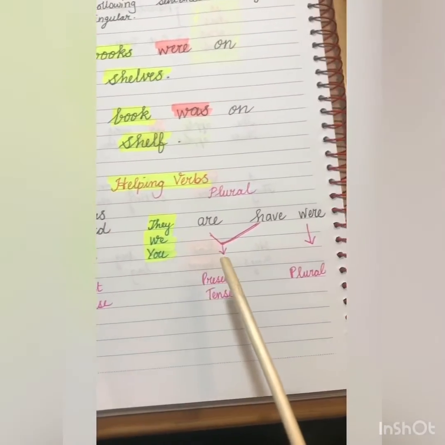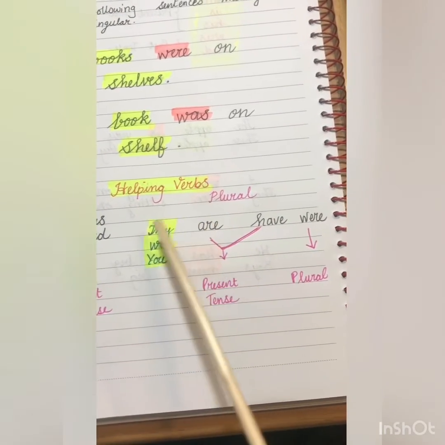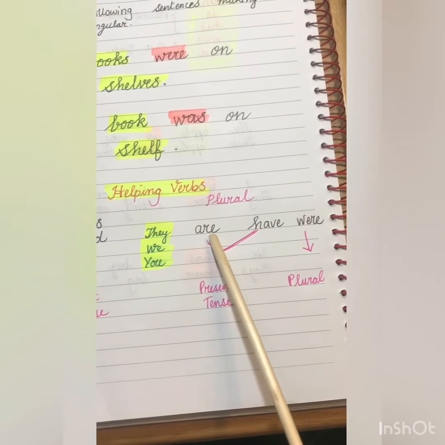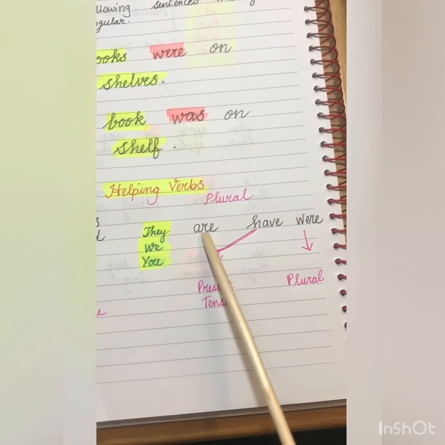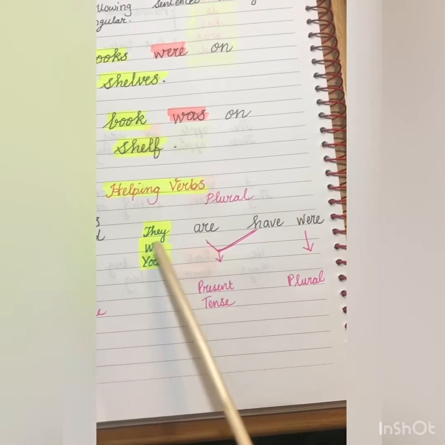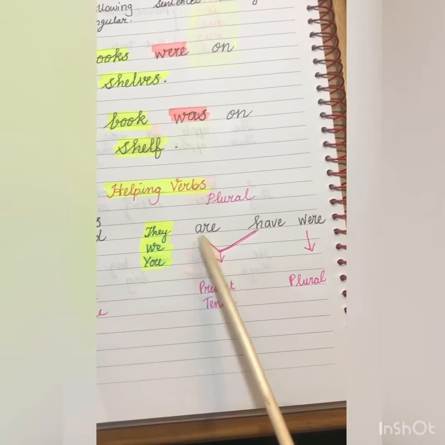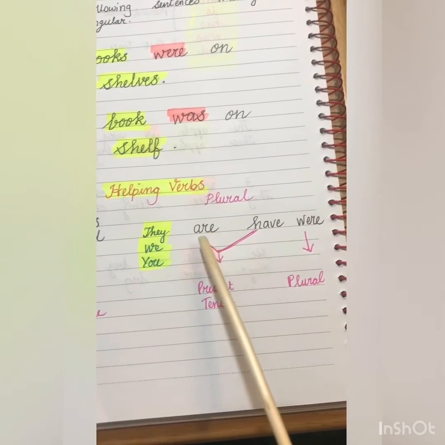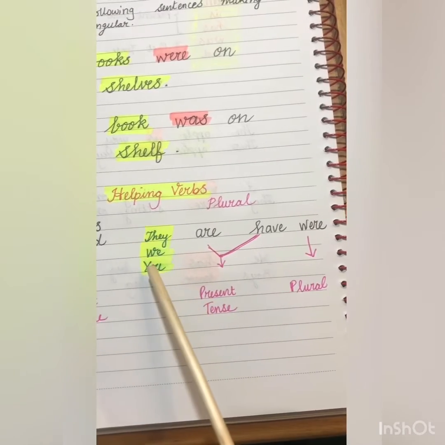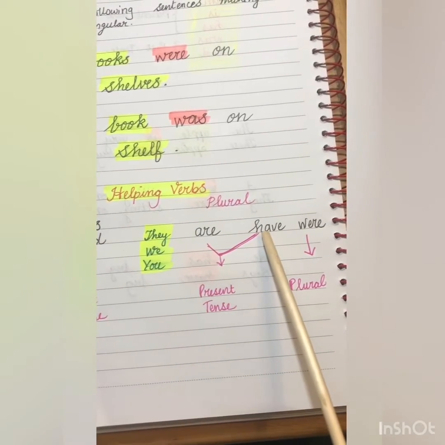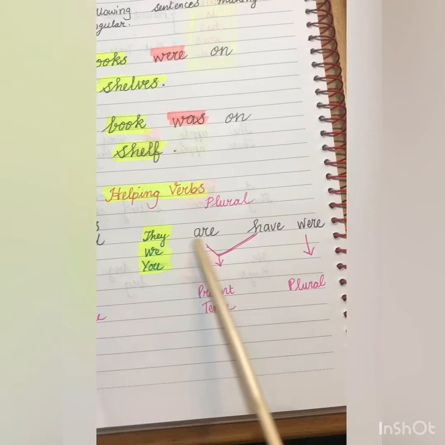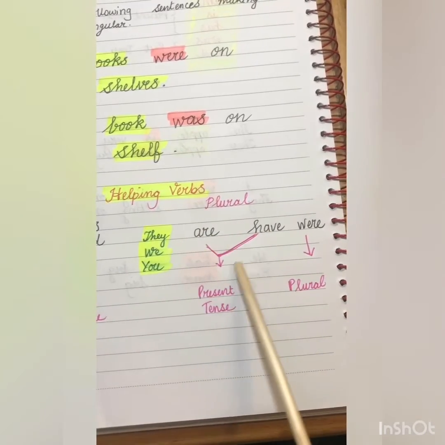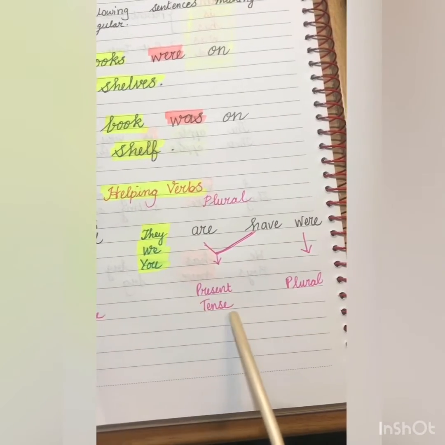Now let's move on to the plural ones. Are. They are studying right now. They are going to the market. They are very happy. So in the present tense, we are using are with the plural in the plural sentence. Now similarly, they have been studying all night. So we will be using have again in the present perfect form.